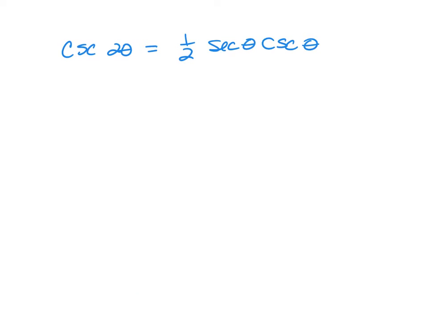Okay, so we don't have a formula for cosecant of 2 theta. Don't have one. But what is cosecant? The reciprocal of sine. So I'm going to rewrite this not as cosecant, but as 1 over sine of 2 theta. Everybody understand that?